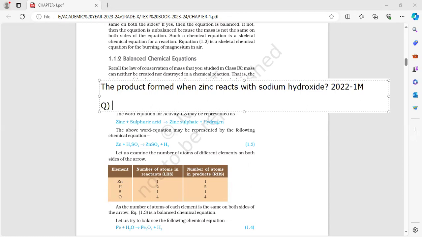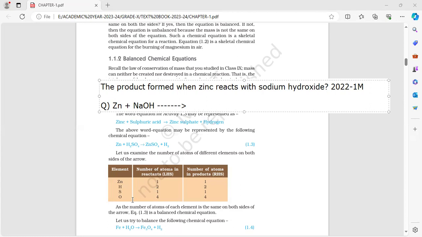The question: zinc, Zn, plus sodium hydroxide, NaOH, gives rise to dash. This is the question asked. So what will be the answer? Tell me. It is already given in the textbook also. The answer in this dash will be sodium zincate.